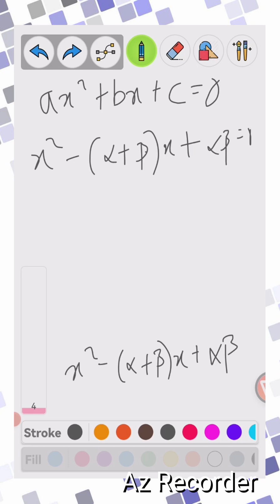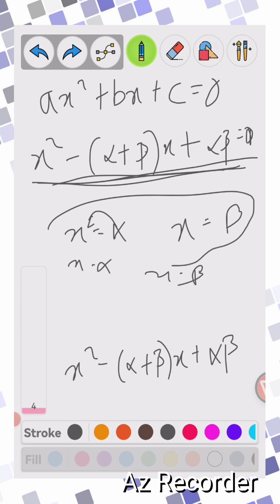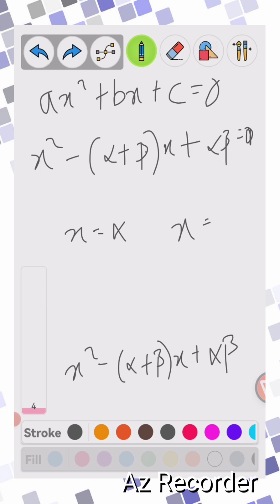So if you know your roots, then you know the original equation, how it should be. Then you don't even have to start doing the calculation that we did. So x is equal to alpha and x is equal to beta. We've already done that and concluded that you should end up here if you go through all this process. It's going to be x minus alpha and x minus beta. I hope you get the point that I'm trying to draw out here.